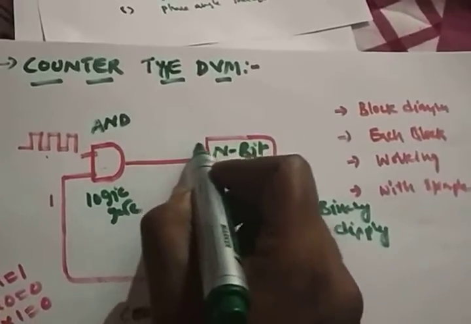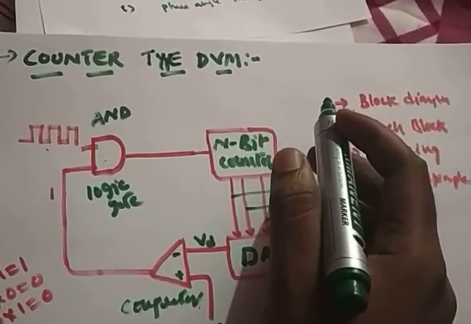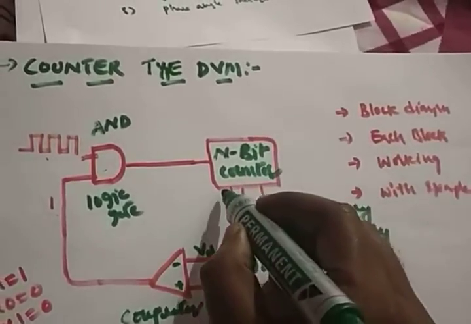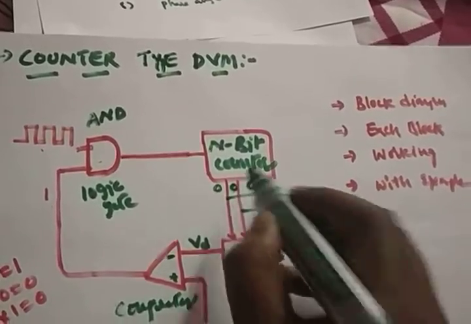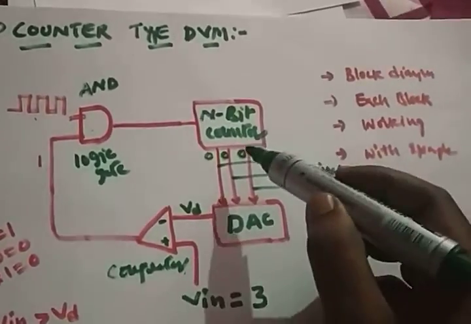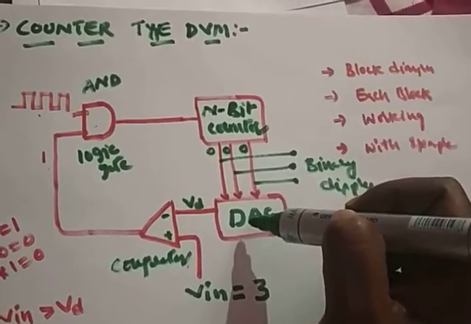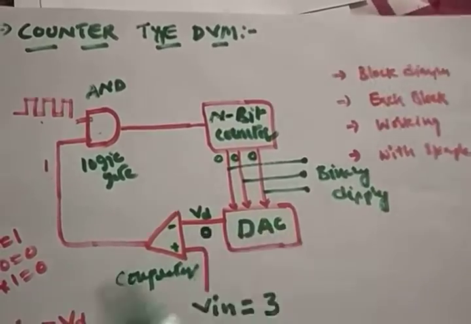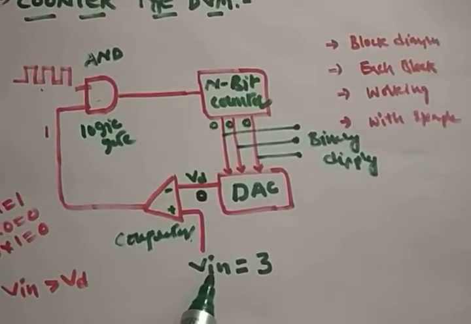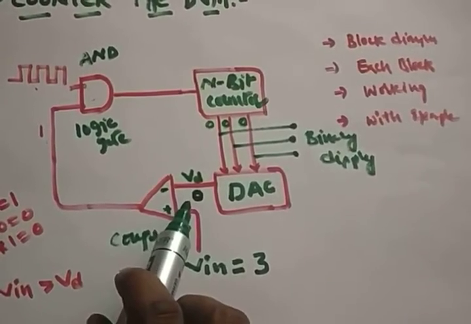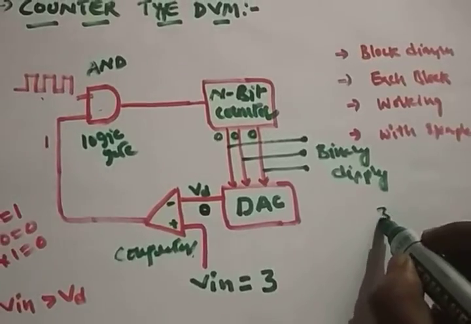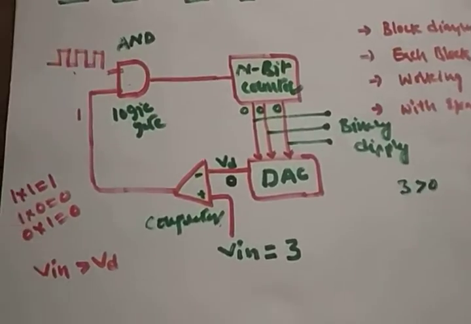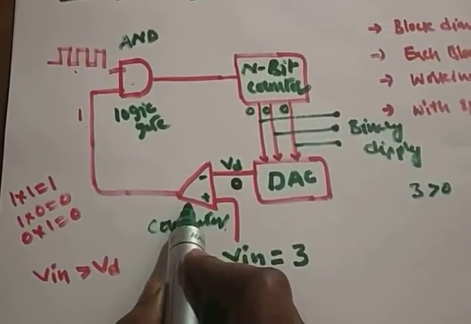Are there any clock pulses from here? There are no clock pulses. So what is the value? The value must be 0. Alright, so then the data which is converted by the digital to analog converter, what is the value? The value here is 0. So that means Vin is greater than VD. Is it right? So 3 is greater than 0. Okay, so the comparator will work, right?